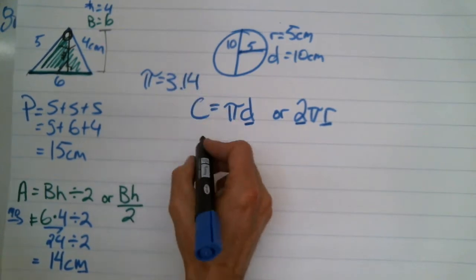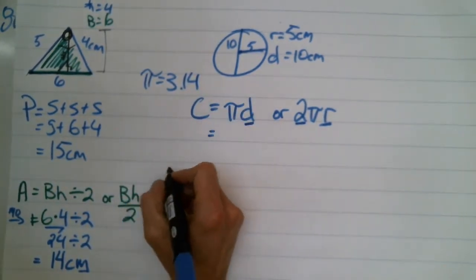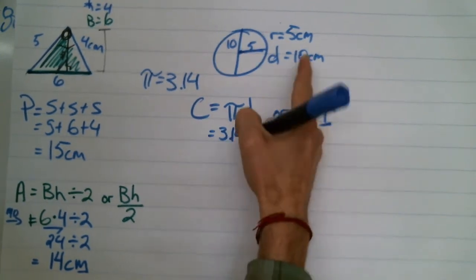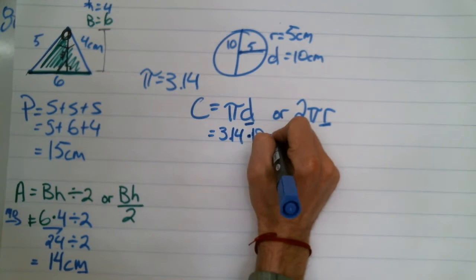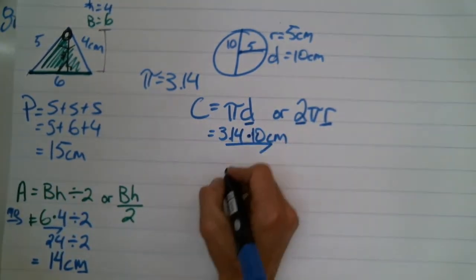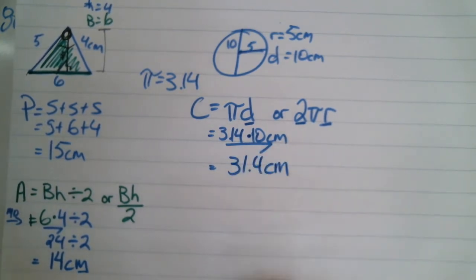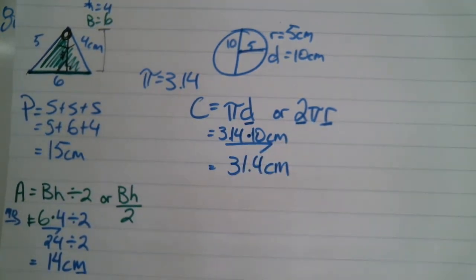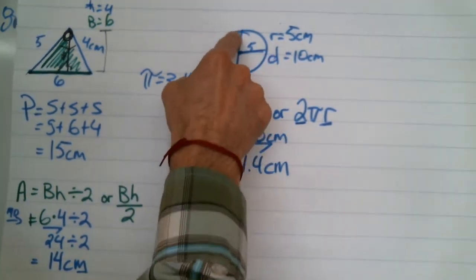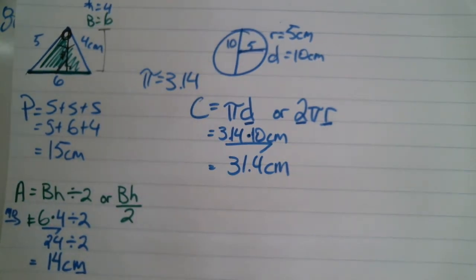Write down your formula every single time. Next line, I'm going to write in my variables. Pi times 10 centimeters. Now it's order of ops. 3.14 times 10 is going to be 31.4 centimeters. The only thing you need to know to find circumference is the radius or the diameter. Multiply it by pi, good to go.